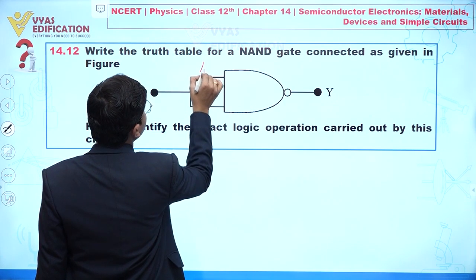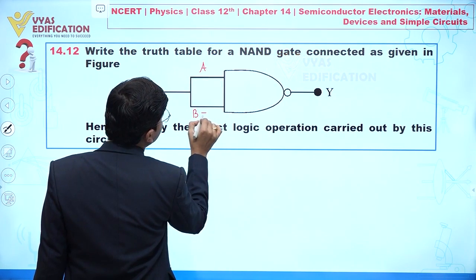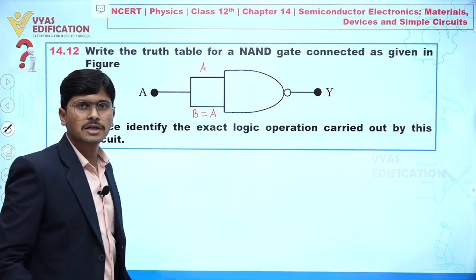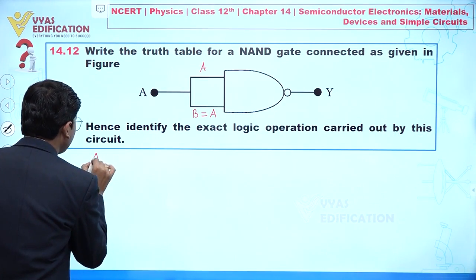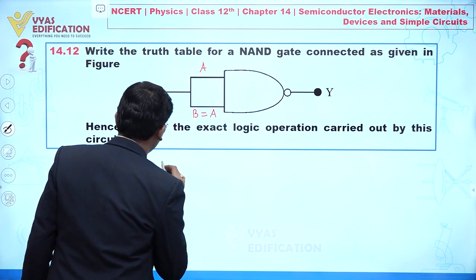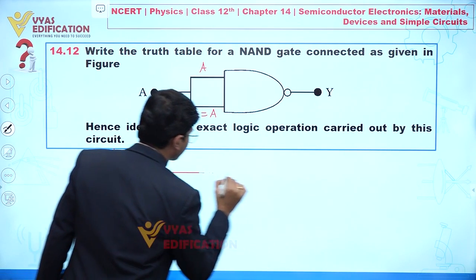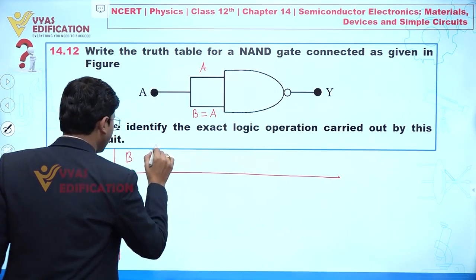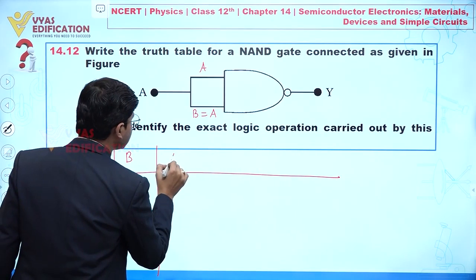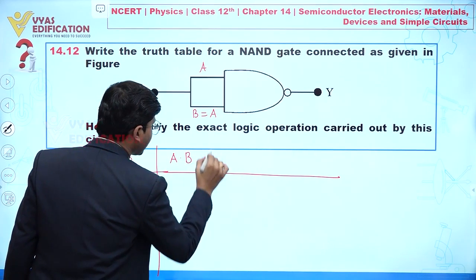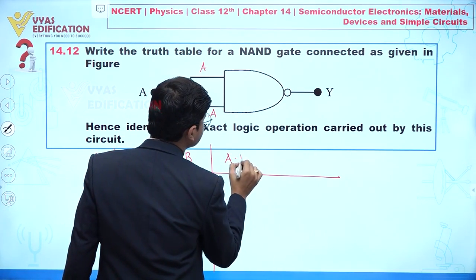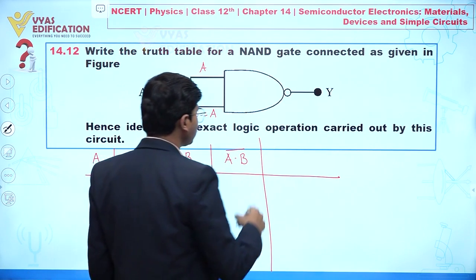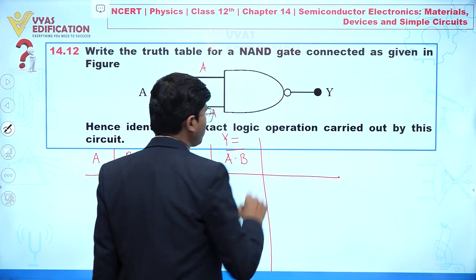so I am saying this is input A, and let's suppose we have B, and B is also equal to A, yes or no, because both are connected with the same signal. So I am taking this as A and this as B. Now listen, because it is a NAND gate, AND means A and B, and after that we are getting A and B, and this is NOT, yes or no.